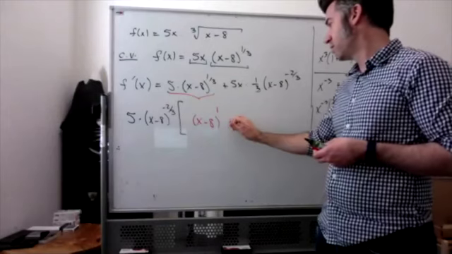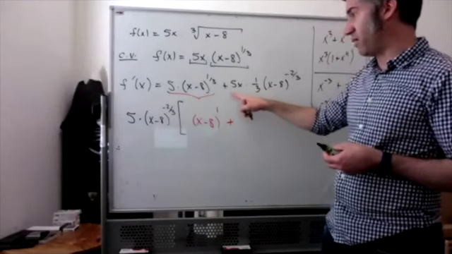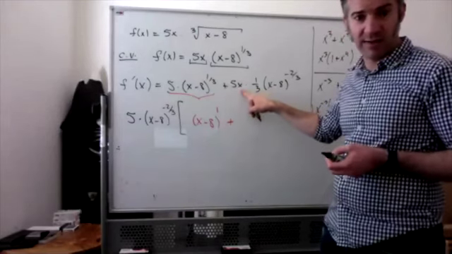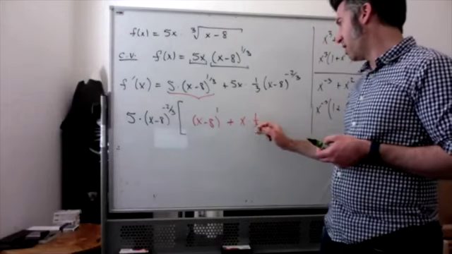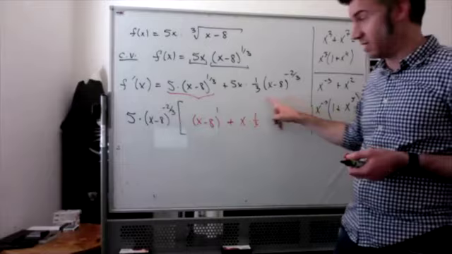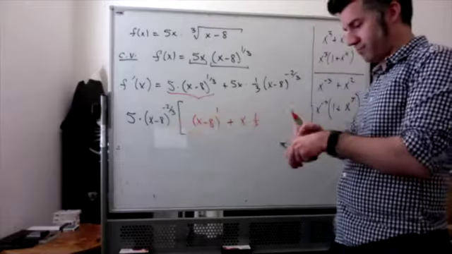Plus, from this part, I factored out a 5. I didn't factor out an x, so I'm left with an x. I also am left with a 1/3. And then I factored out the x minus 8 to the negative 2/3, so that's gone.